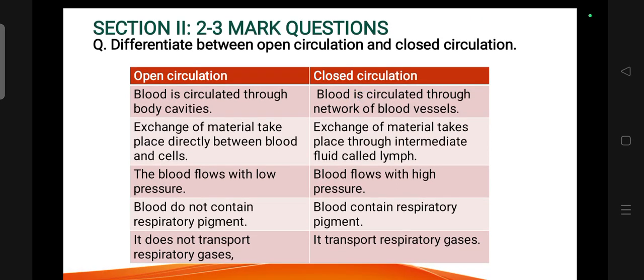Difference between open circulation and closed circulation. In open circulation, blood is circulated through the body cavities. In closed, blood is circulated through the blood vessels. Exchange of material takes place directly between the blood and cells. Here, exchange of material takes place through the intermediate fluid called lymph. The blood flows with low pressure, blood flows with high pressure. Blood does not contain respiratory pigment. Blood contains respiratory pigment. It does not transport respiratory gases, whereas closed circulation transports respiratory gases.